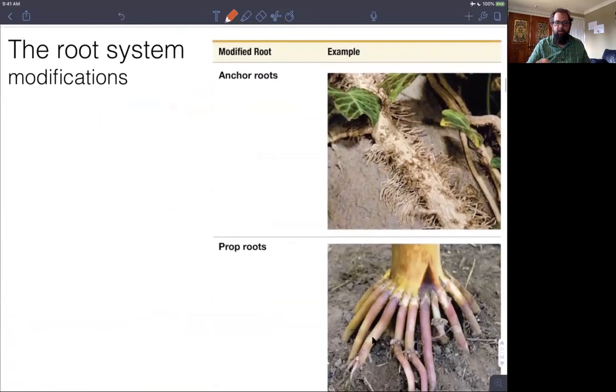Okay, so morphologies can be plastic depending on the environmental conditions. Let's take a look at a couple different types of modified roots that we have, and what those might be used for. And so here on the right is a picture of ivy. This is English ivy, like growing out on the admin building.